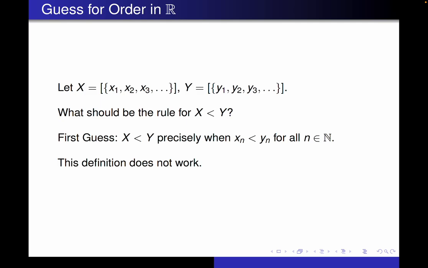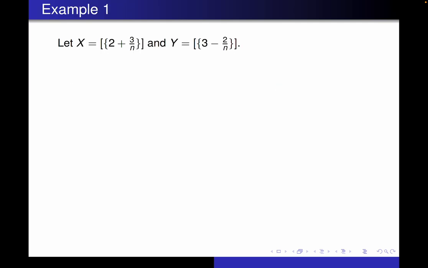Well, yeah, I don't know how to tell you. This definition does not work, and let me show you why. So here are two real numbers. One is represented by 2 plus 3 over n, and the other is represented by 3 minus 2 over n. And so if you look at those Cauchy sequences and ask yourself which one represents the bigger number, well, x represents the number 2, y is the number 3, and so it should be the case, based on our experience with numbers, that x is less than y.